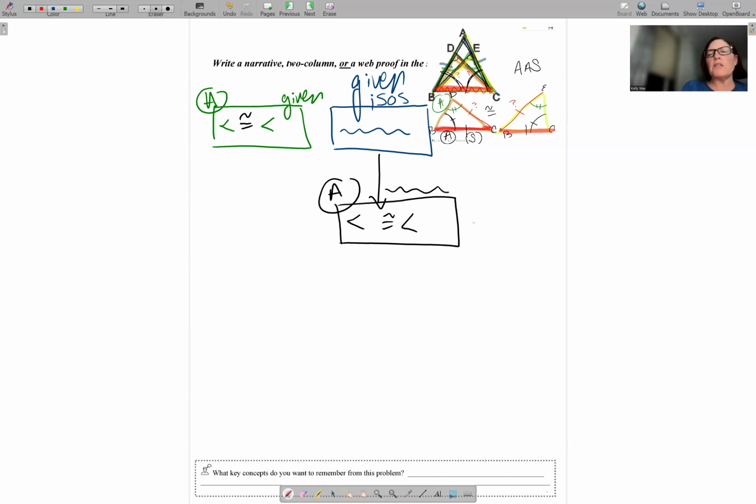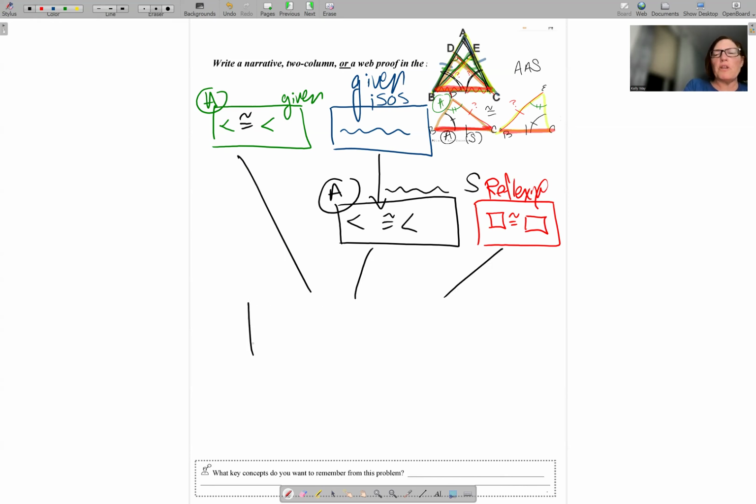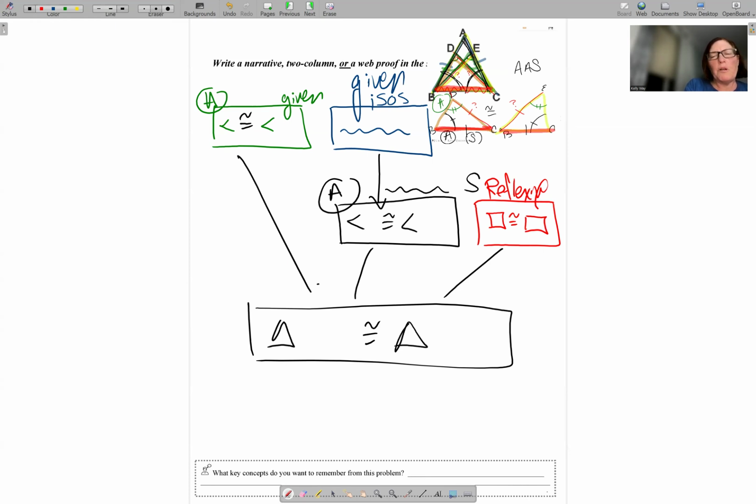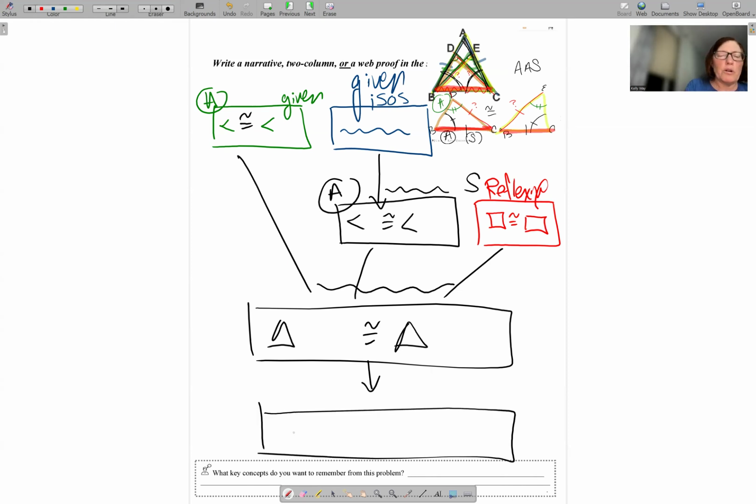Then you had a reflexive side, stands alone. That's the same side, congruent to the same side. Reflexive. All three pieces of information would give you triangles congruent. You must explain why and be specific. And if the triangles are congruent, then the parts are congruent. That's the general web proof.